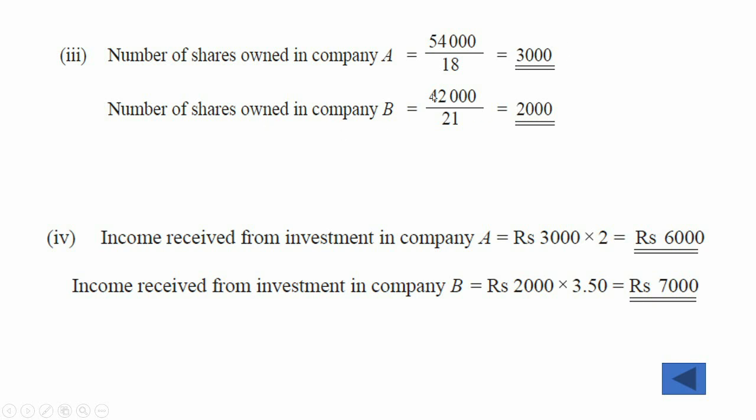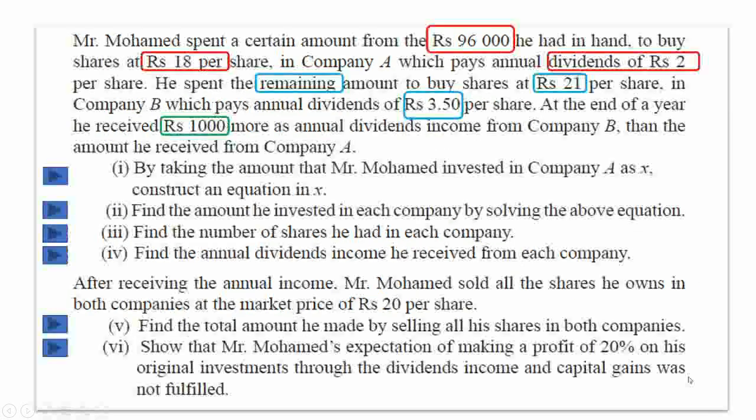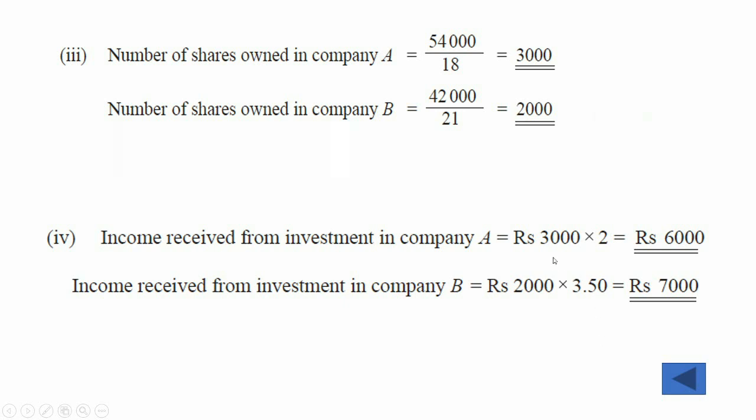Company B is also the same. This is the investment amount and this is the value per share. It is 2,000. Then we will check the fourth one: find the annual dividend income received from each company. Per share 2, and how many shares are there? You already calculated 3,000. 3,000 times 2 is 6,000. Company B, 3.50 rupees, 2,000 times 3.5, is 7,000. This is the dividend income from each company.